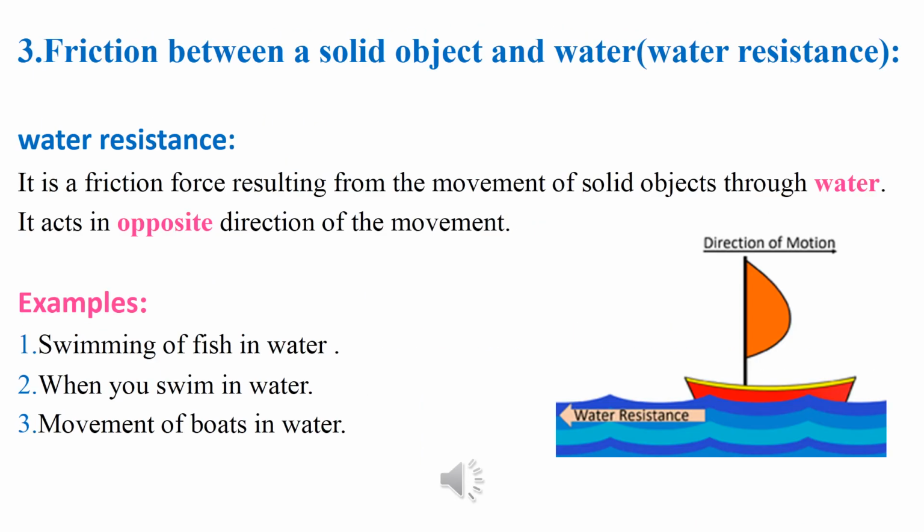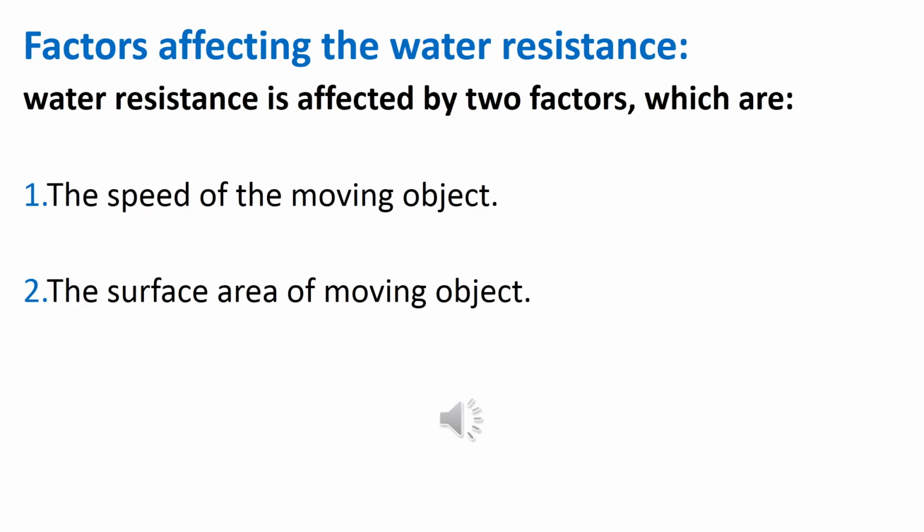Now we will talk about the third type of friction force, friction between a solid object and water, which is known as water resistance. Water resistance is a friction force resulting from the movement of solid objects through water, and it acts in the opposite direction of the movement. Here are some examples of water resistance. Water resistance appears when you swim in water, also the swimming of fish in water, and the movement of boats in water.